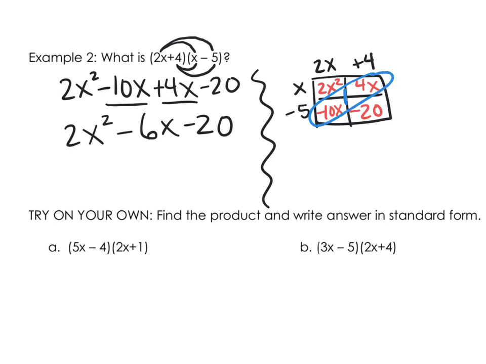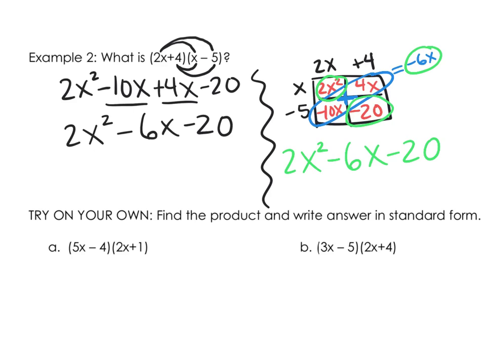So what you're going to do is take those like terms and you're going to add them together, which gives you a -6x. So now that I've combined them, I can write out my same answer that I got on the last one. I had a 2x squared, and then that -6x that I combined, and a -20. All of my answers are there, and I make sure that I write it in standard form.